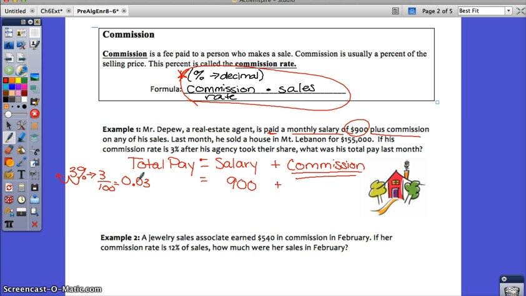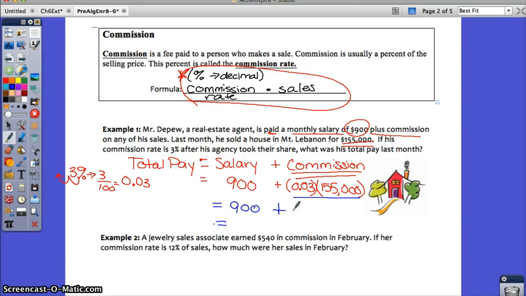We're going to take that commission rate and we're going to multiply it by how much he sold. So how much were his sales? Well, he sold a house for $155,000. Let's do that multiplication first. So take out your calculator, multiply these two numbers together to find our commission. We know that the total pay is going to be $900 plus that commission amount. We need to find the commission first. Use your calculator here. 3/100ths times 155,000. Get your answer for me, please. Then, once you get your answer, add your value to the $900.